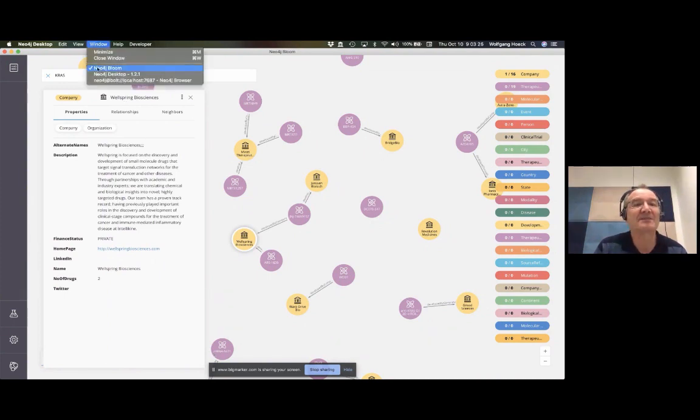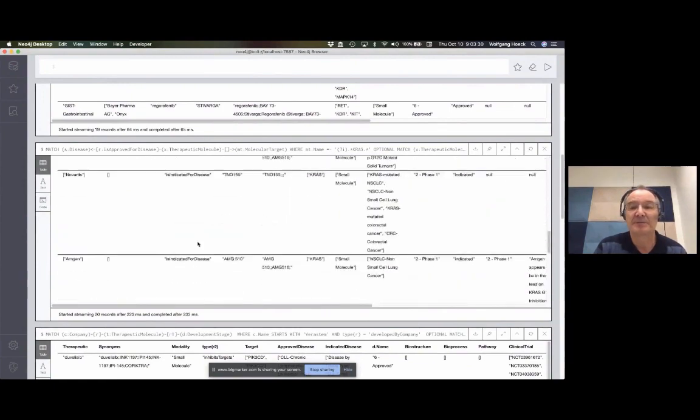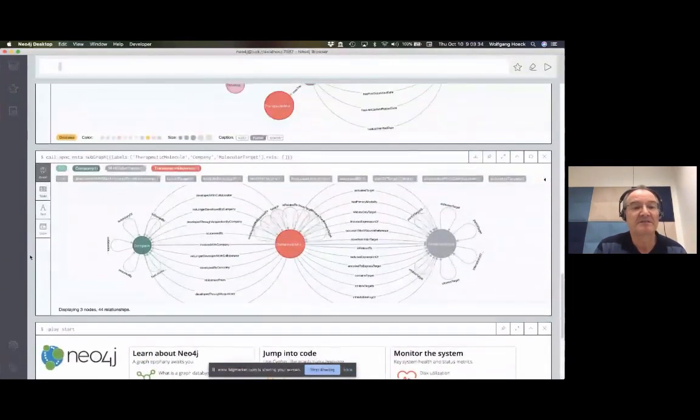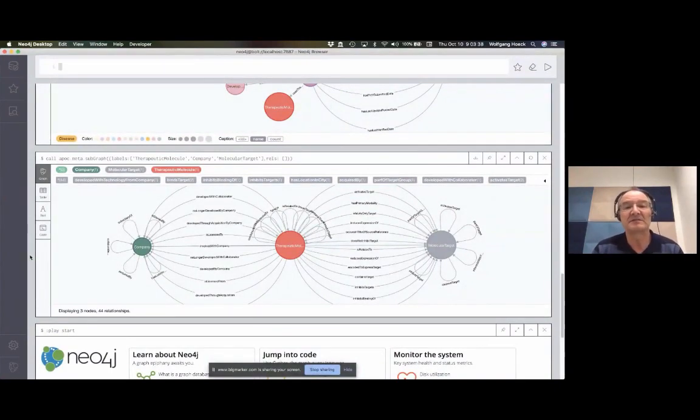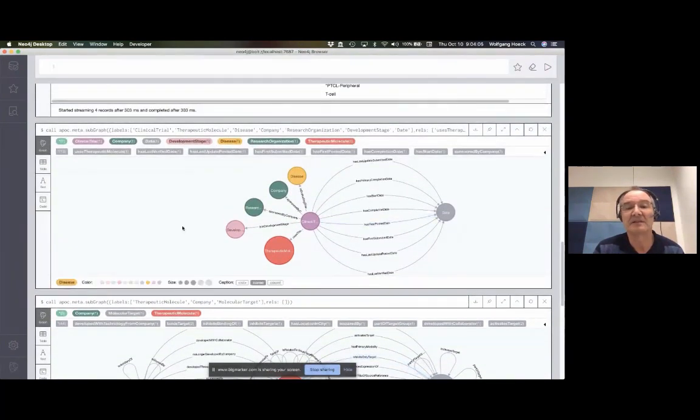Something maybe quickly to showcase as well. I prepared this already beforehand. One can also use the Neo4j browser to look at the structure of the knowledge graph. You can do DB schema, but unfortunately that gives you a hairball. So you have to be more specific and use the epoch meta subgraph to show just the relationships between company, therapeutic molecule, and molecular target. A similar example here, for instance, for clinical trials, where I have the clinical trial connected to many different dates that come with the clinical trial record, but then also to therapeutic molecule, companies, research institutions, disease, and development stage.